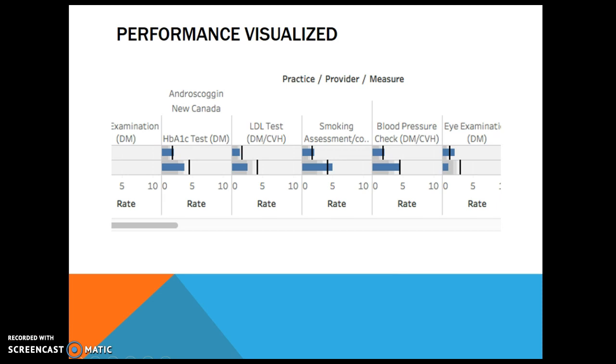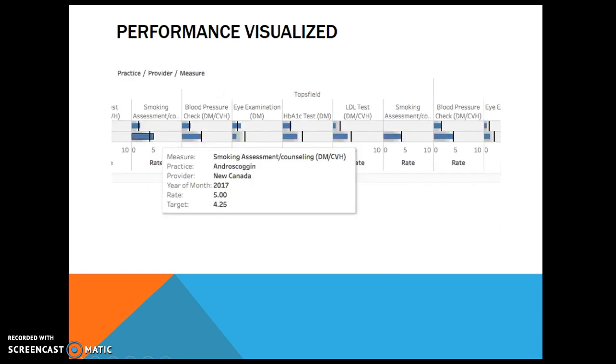And we'll look at this a little bit deeper in the next slide, and you'll be able to see with the smoking attestation, New Canada, for 2017, he actually exceeded the target because the target was 4.25, but the rate was 5.0. So he actually did really well in 2017. So that is how we will be looking and assessing our providers.